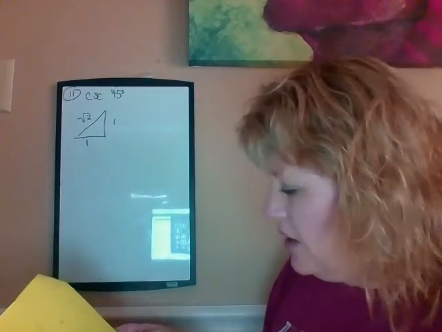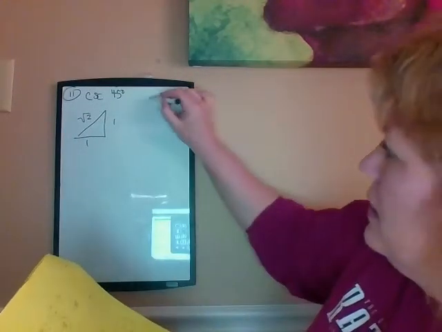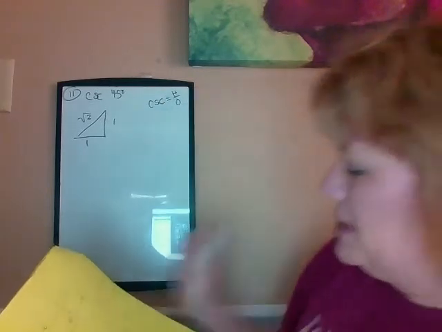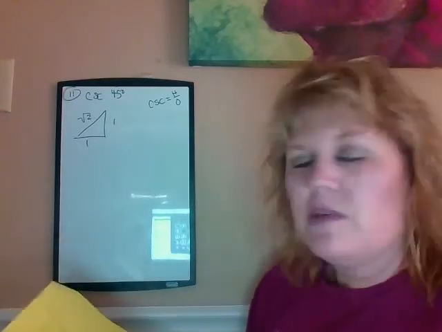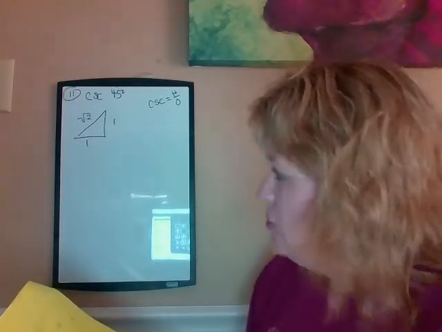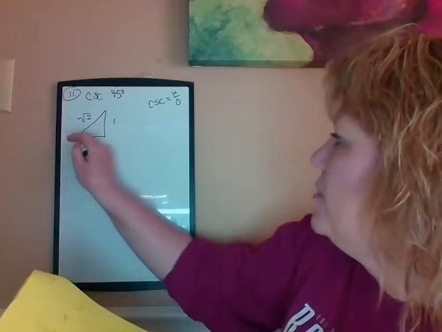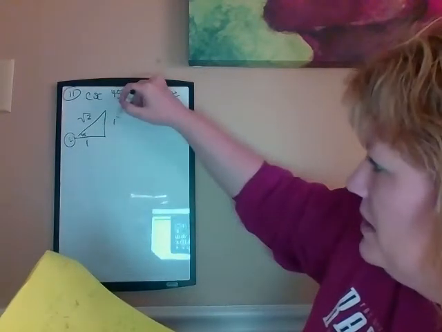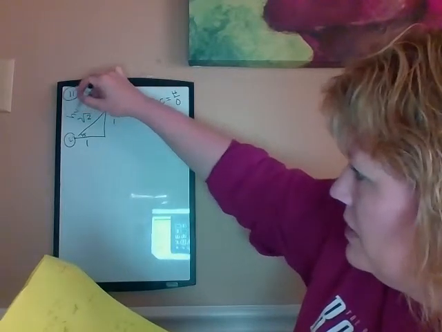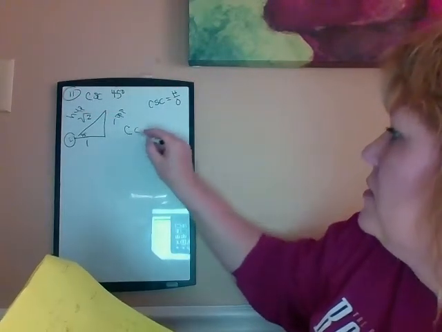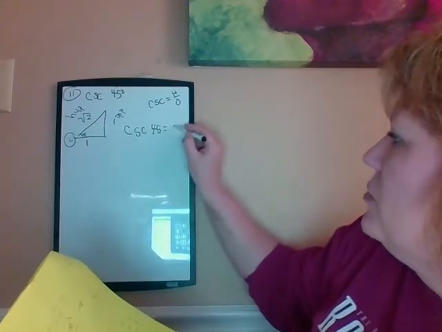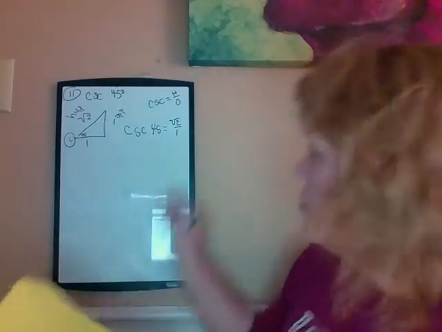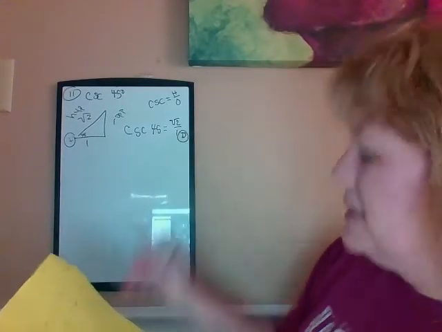And what I need to know is that the cosecant is the hypotenuse over the opposite, because it's the reciprocal of the sine. So, where am I at? 45 degrees is right here. So here's smiley. Here's the opposite. Here's the hypotenuse. So the cosecant here of 45 degrees is equal to the square root of 2 over 1, which you can just write as the square root of 2, and that is answer choice D.